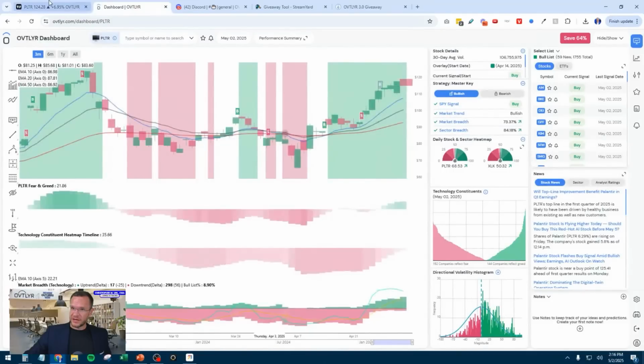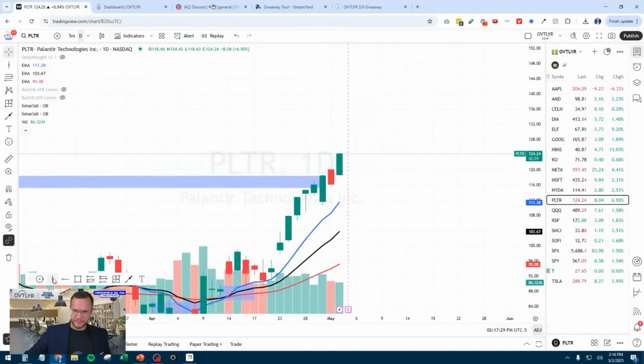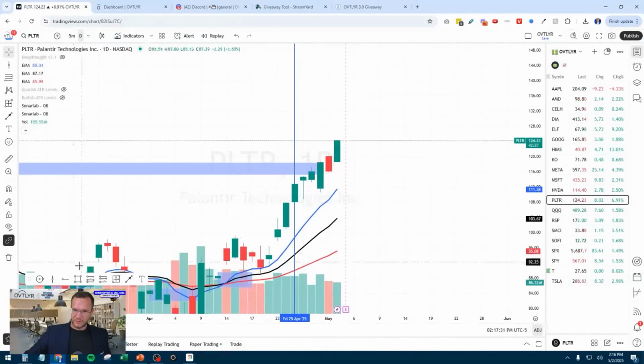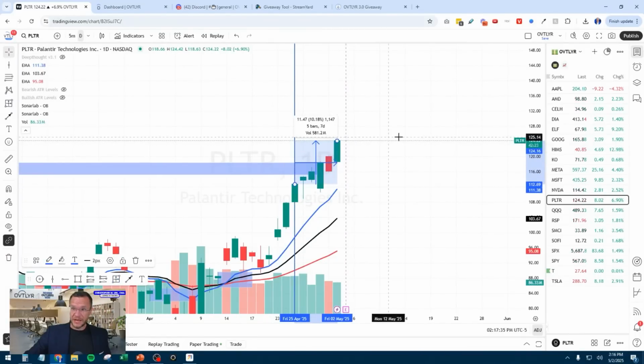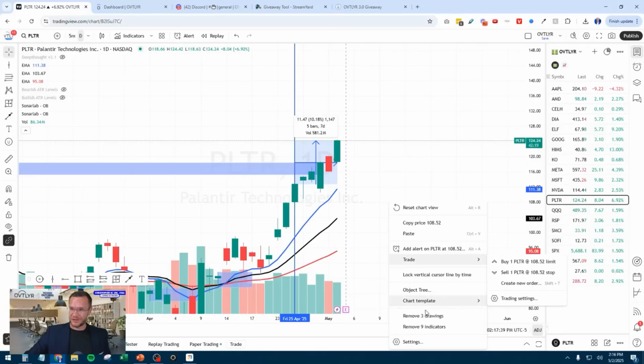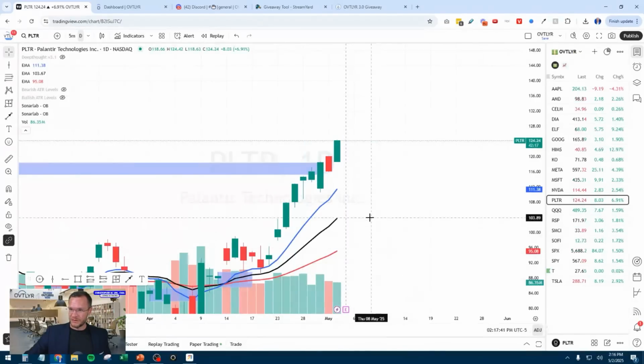If you had bought on the buy signal April 25th, and now close to close, you're up 10% already. 10% already in just a couple days. Pretty sweet, right? Outlier is epic. Remove these 3 drawings. All right, there we go. So there's 5 stocks for you.